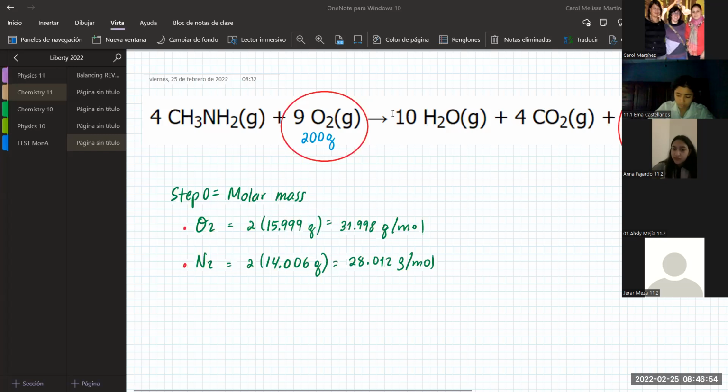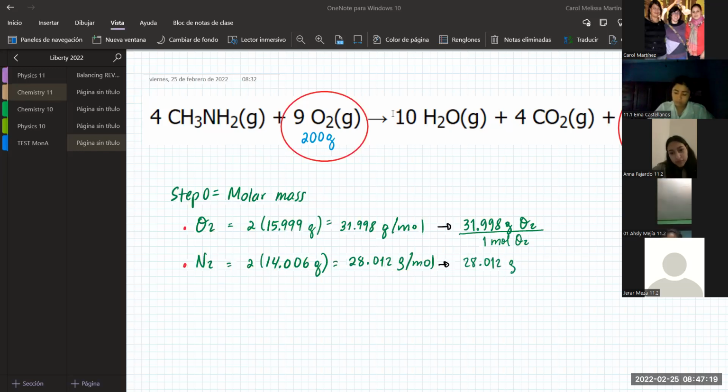Thanks, Unisa. So this is going to be written as 31.998 grams of oxygen over 1 mole of oxygen. Same happened with this one. This will be 28.012 grams of nitrogen divided by 1 mole of nitrogen. Okay, so there you go. You have the 2 molar masses already written as fractions.